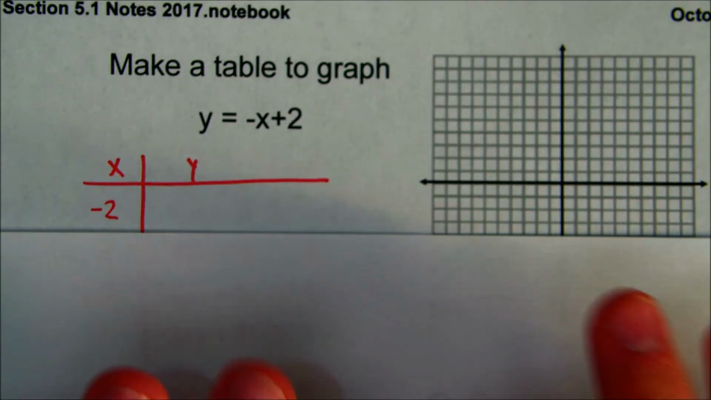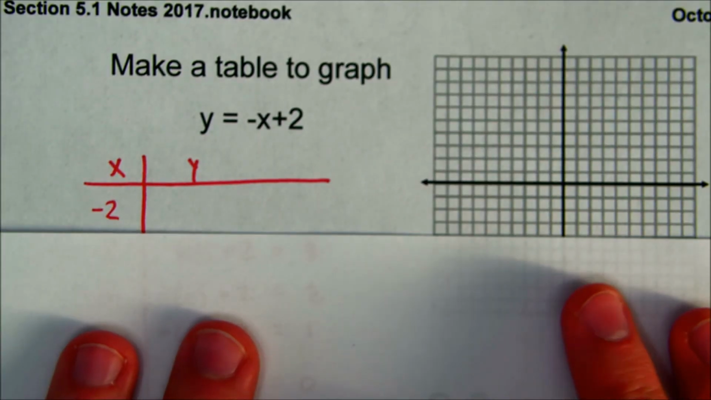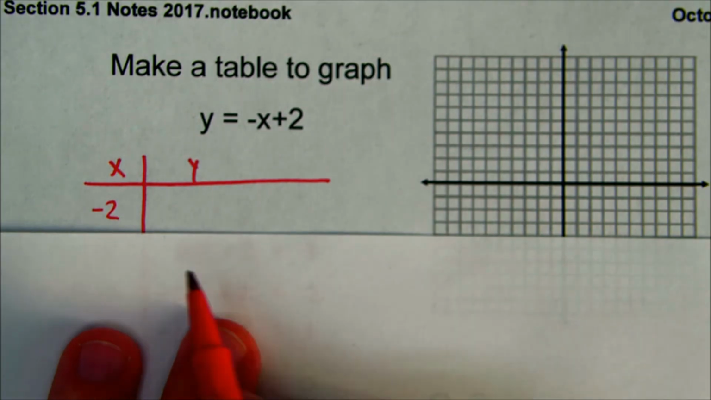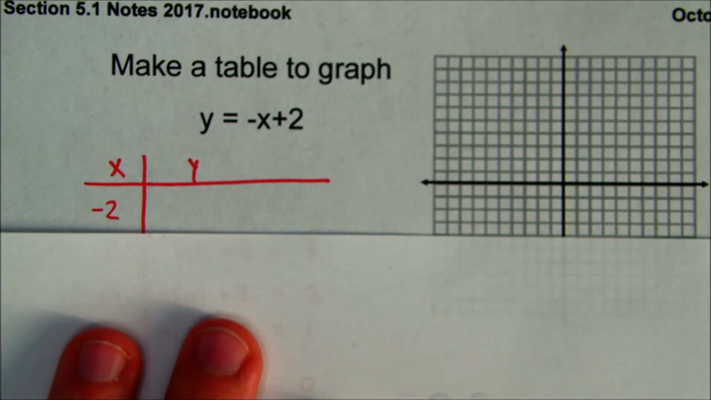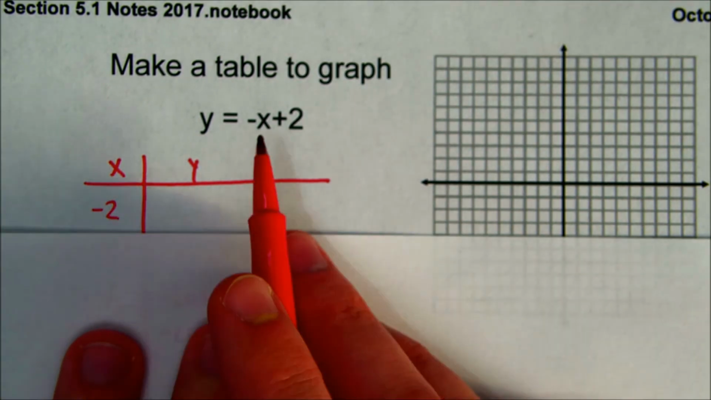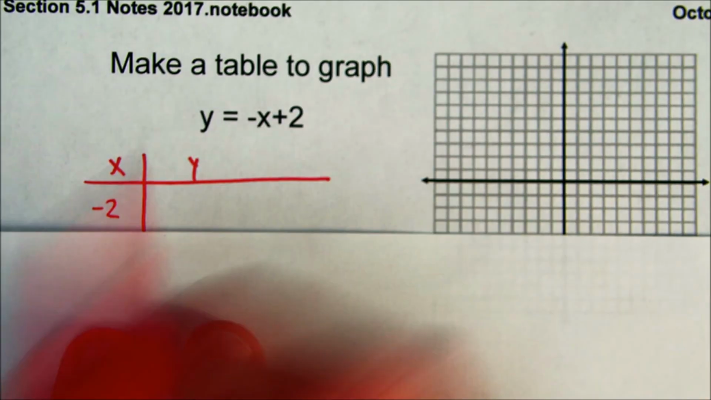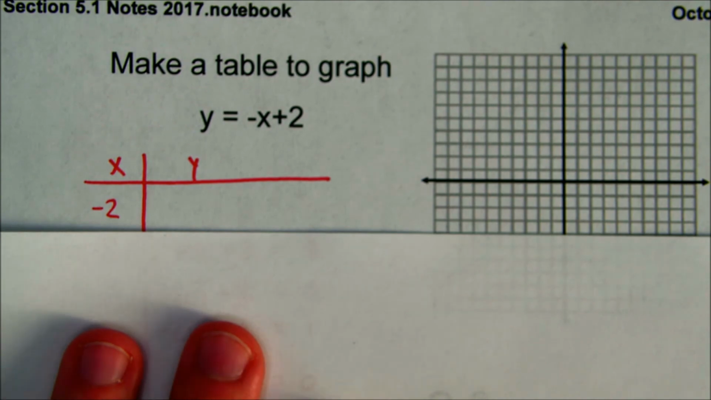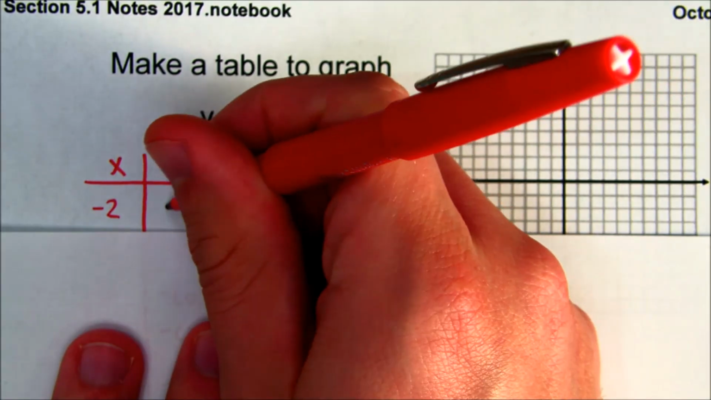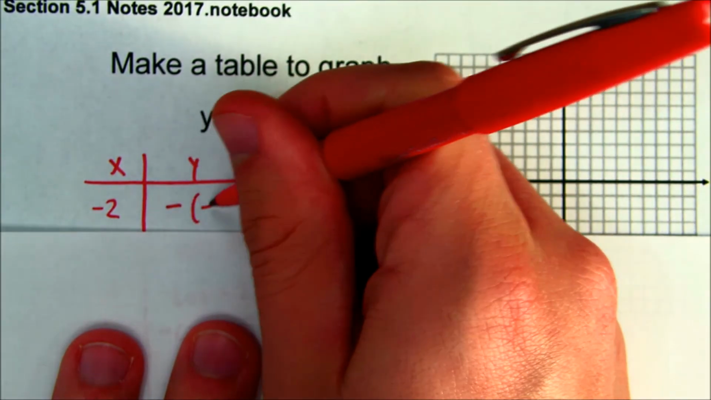To save us all a little bit of time, I've already gone ahead and made my table. So what I'm going to do now is plug -2 into this equation. Now you could be wondering, what do we do with this negative out front? Well, you just leave it. So when I plug this in for x, I put parentheses around my -2, plus 2.